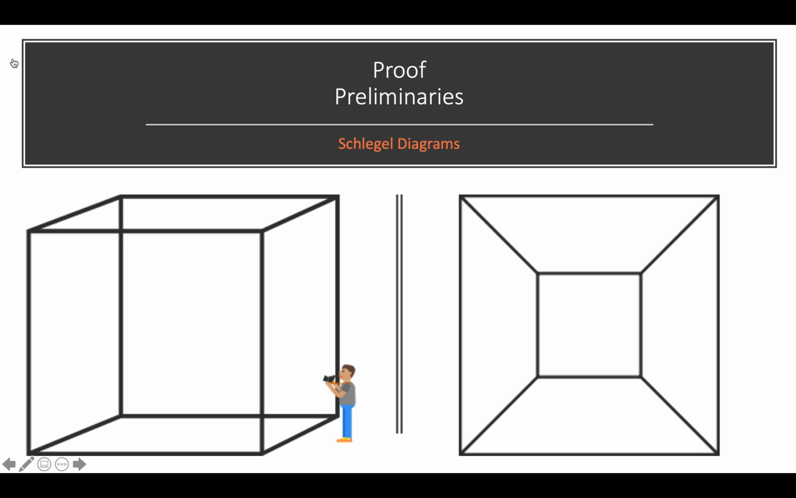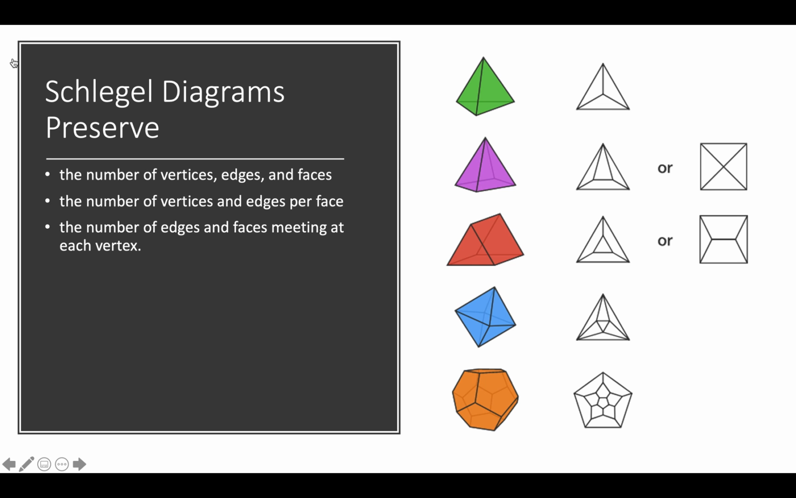You'll notice that it's nothing but a graph with some edges and some nodes. This is a very useful way of representing polyhedra. Schlegel diagrams are useful because they preserve relevant information about the polyhedra, and they're easy to look at. They're easy to see all the information in one place. So what do they preserve? They preserve the number of vertices, edges, and faces. They also preserve the number of vertices and edges per face, as well as the number of edges and faces meeting at each vertex.